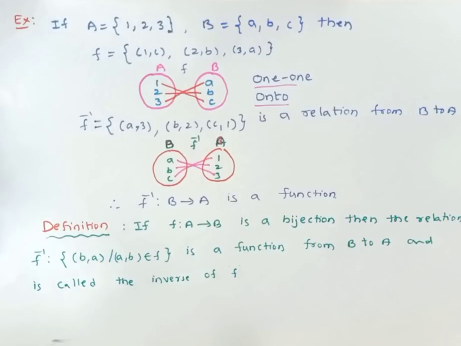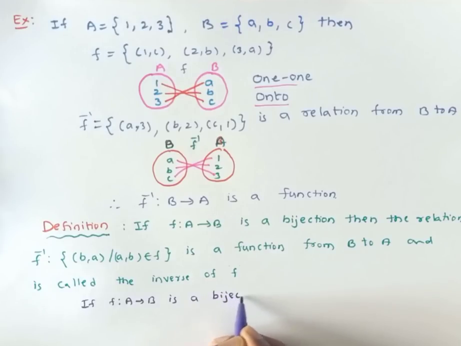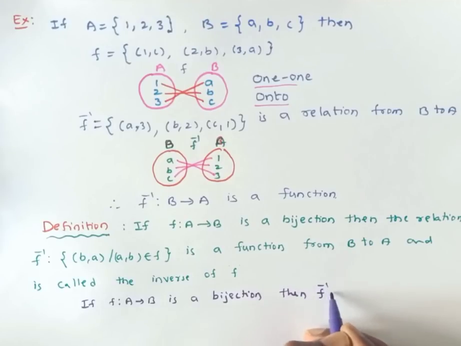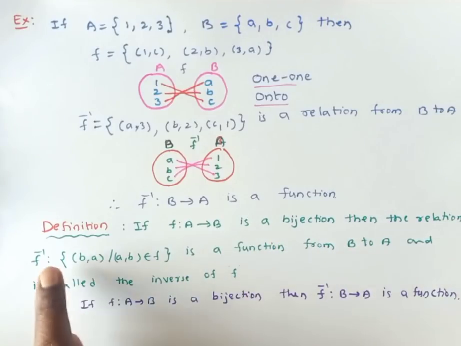And simply we can write: F is a bijective function from A to B. We can express this as: if f from A to B is a bijection, then f inverse from B to A is a function. Clear? Here f from A to B is a bijection, then the inverse relation is a function.